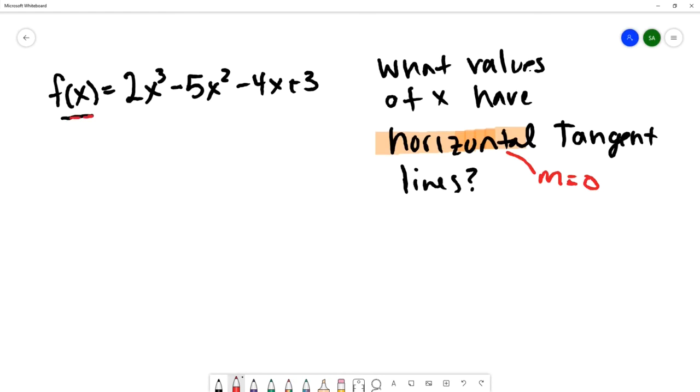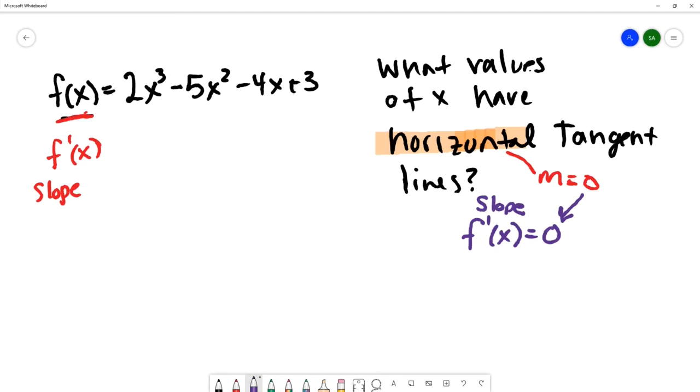Now a function is going to tell us the slope if we look at the derivative of that function. So the derivative is going to tell us the slope at any point on that function. So what I want to do to find any horizontal tangent lines is to calculate the derivative and then set that derivative equal to 0. The derivative represents slope, and a horizontal line has a slope of 0. So I'll set that equal to 0 and solve.